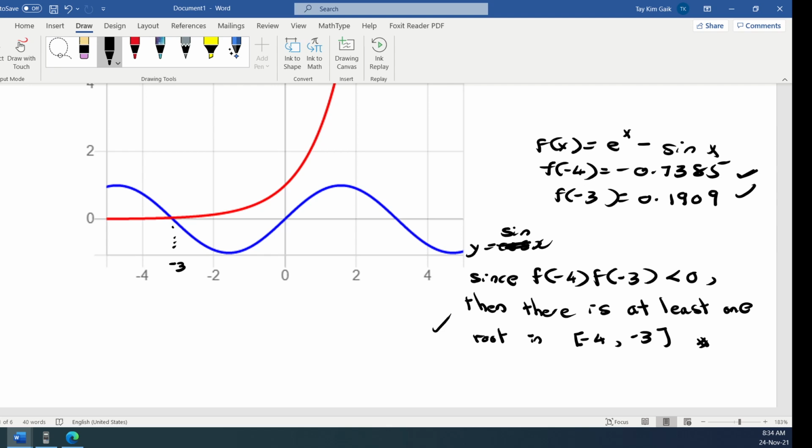So you want to see two curves on the same plot, and then choose the interval, calculate f(a) and f(b), and prove that f(a) f(b) is negative, so there is a root in the interval by using the intermediate value theorem. This one is complete by using the intermediate value theorem.